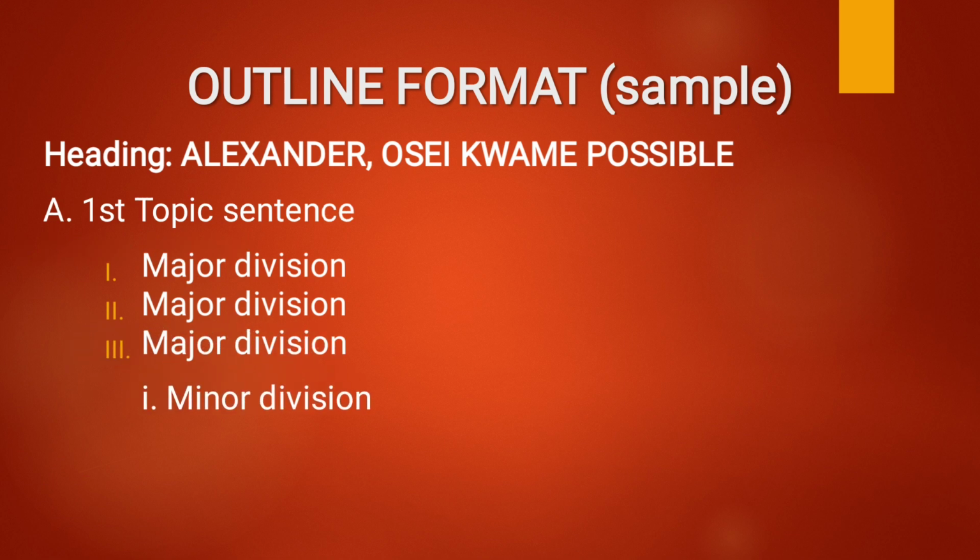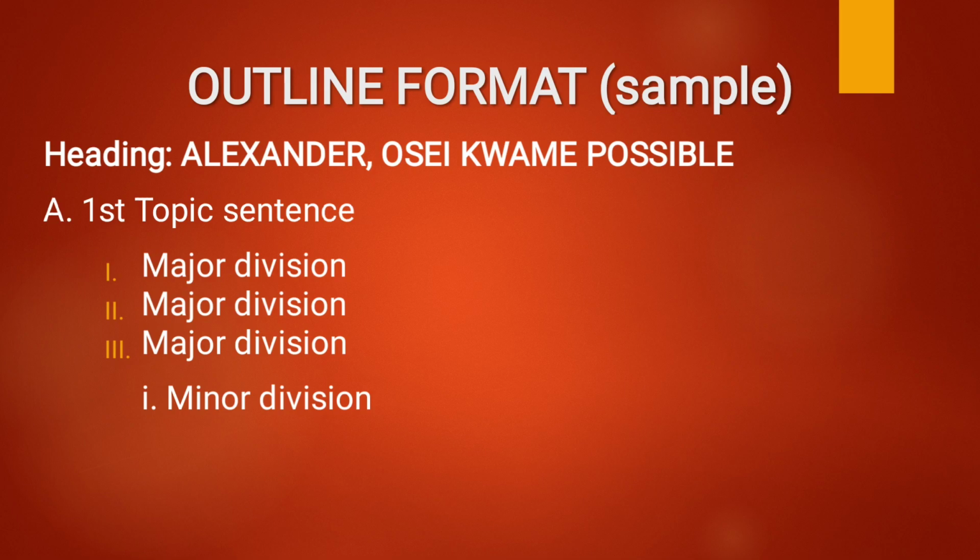That one also is going to be shifted to the other end. So there should be a form of indentation from A to uppercase I to lowercase i. So the minor division has to be shifted. And then the numbering: this one is A, this one is uppercase I, this one is lowercase i. They must not be the same. So it means that for all my minor divisions, I'm going to use lowercase Roman numerals.